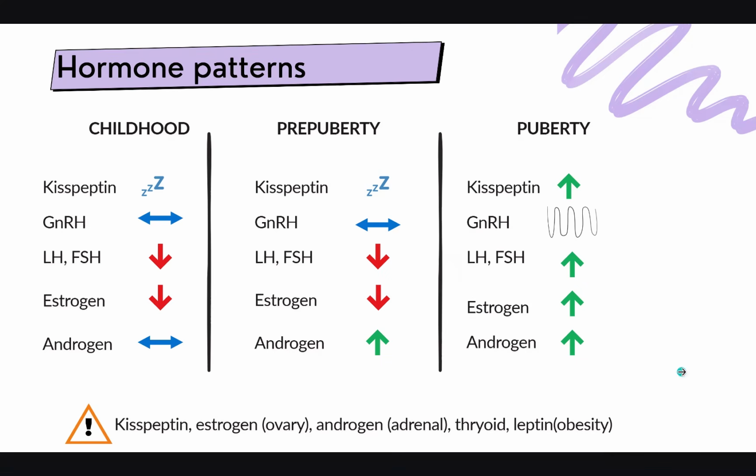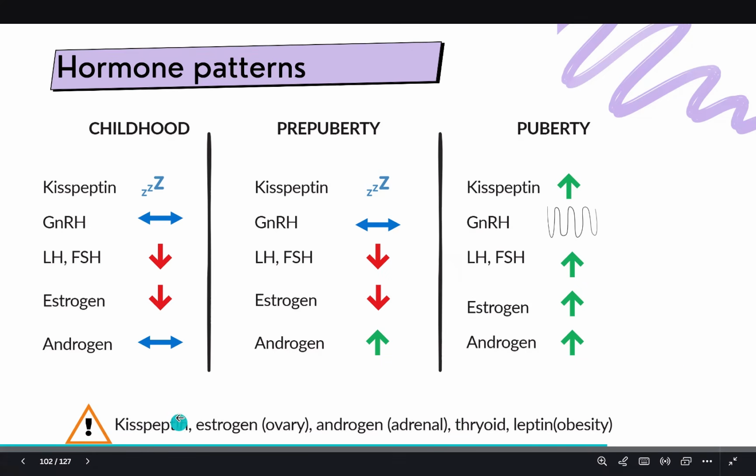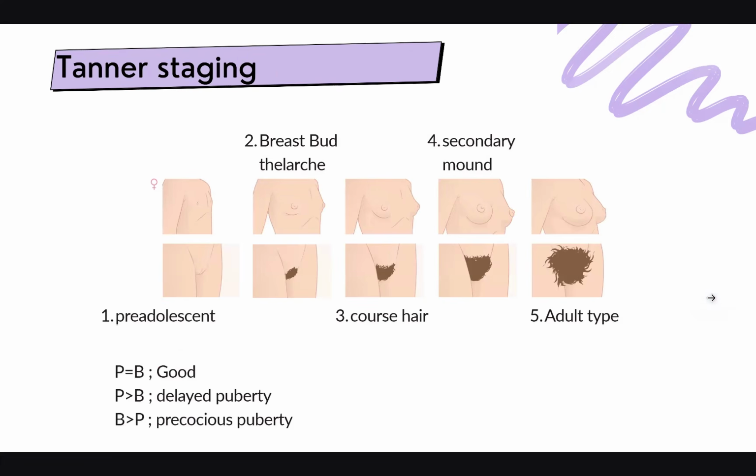Now, some of the abnormalities that can happen: when there's not enough kisspeptin, or kisspeptin does not wake up in time, this leads to delayed puberty. Or when there's less estrogen, this again leads to delayed puberty. Now, if there are increased androgens, again, as I mentioned, this leads to increased facial hair, which is called hirsutism. Now, thyroid hormones and leptin: if there are low thyroid hormones or low leptin because of starvation, this leads to delayed puberty. And if there's high leptin, this leads to precocious puberty, or early puberty.